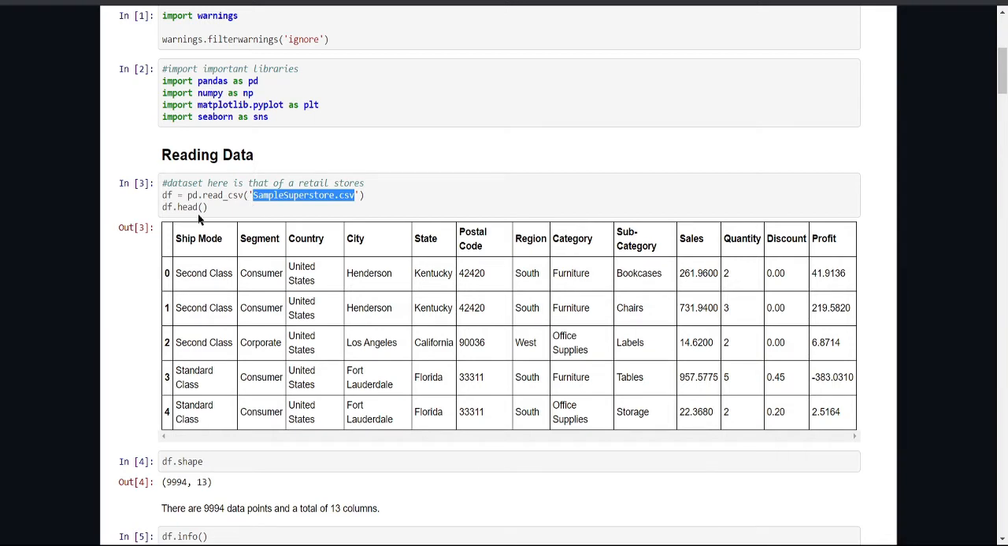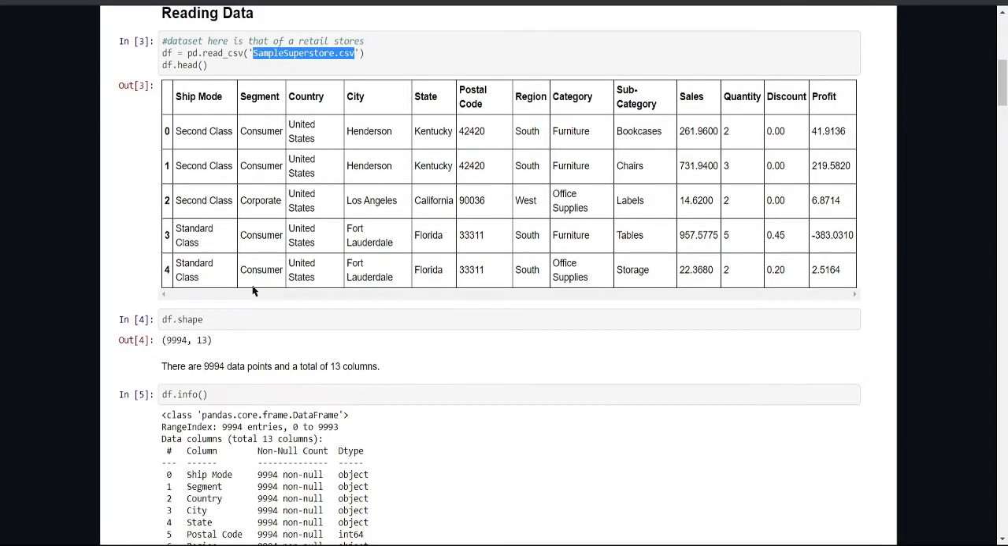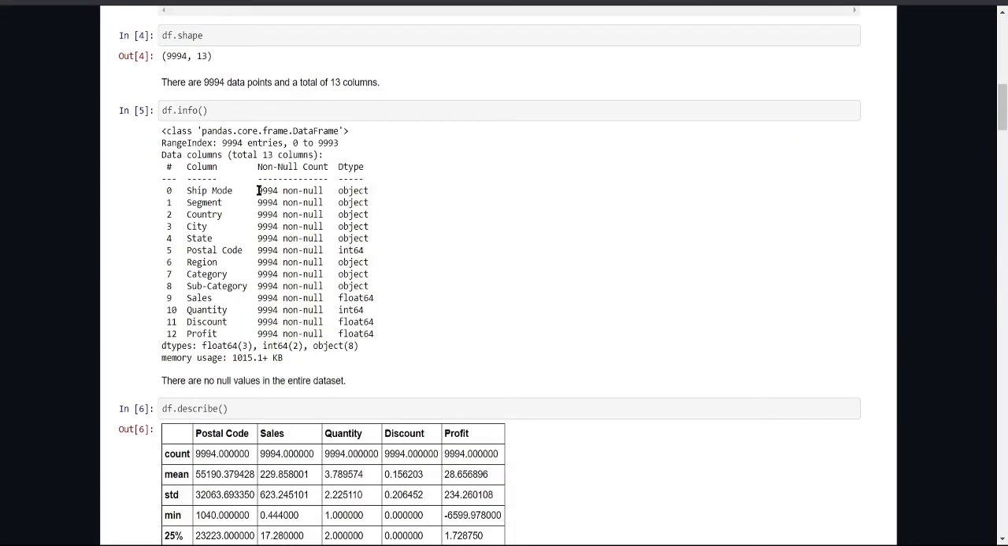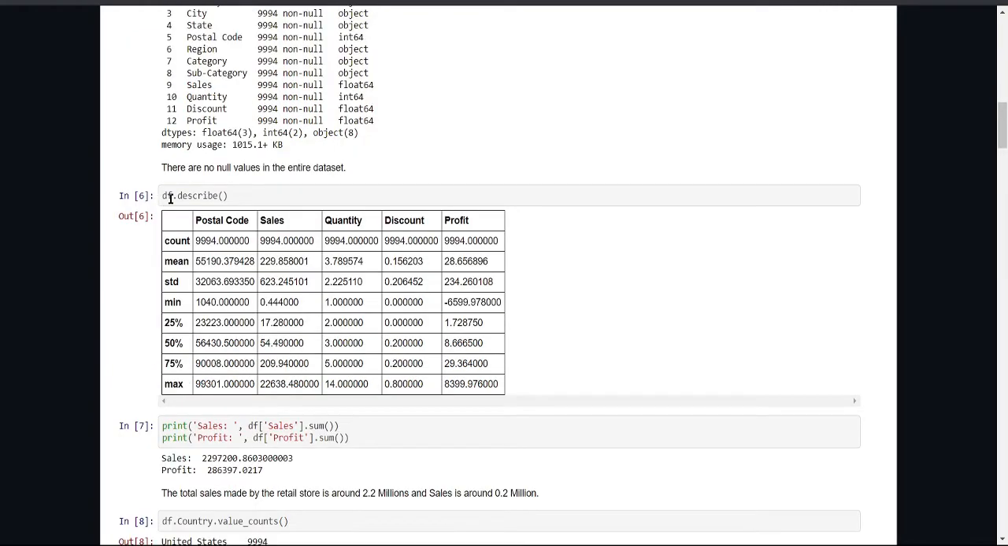and displaying the first five records of this CSV file, we see that there are various columns like ship mode, segment, country, city, state, postal code, and so on. When we check the shape, we can see that the dataset consists of a total of about 10,000 records. When we do info on the dataset, we see the column types, and then we perform a simple describe function on the dataset.